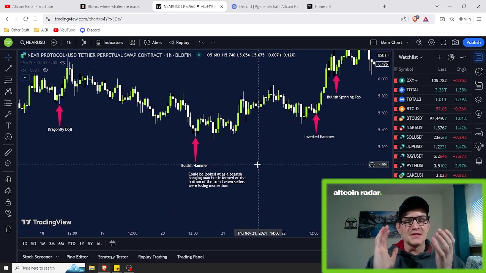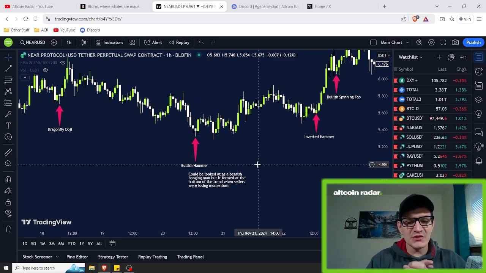The bullish hammer candlestick typically signals a potential reversal at the bottom of a downtrend near support zones. As far as what it looks like, it typically has a very small body at the top of the candle with a long wick at the bottom, which typically tells you that buyers are gaining momentum. The best way to trade this candlestick is by waiting for confirmation, which would be waiting for the next candle to close higher than the bullish hammer candle itself.